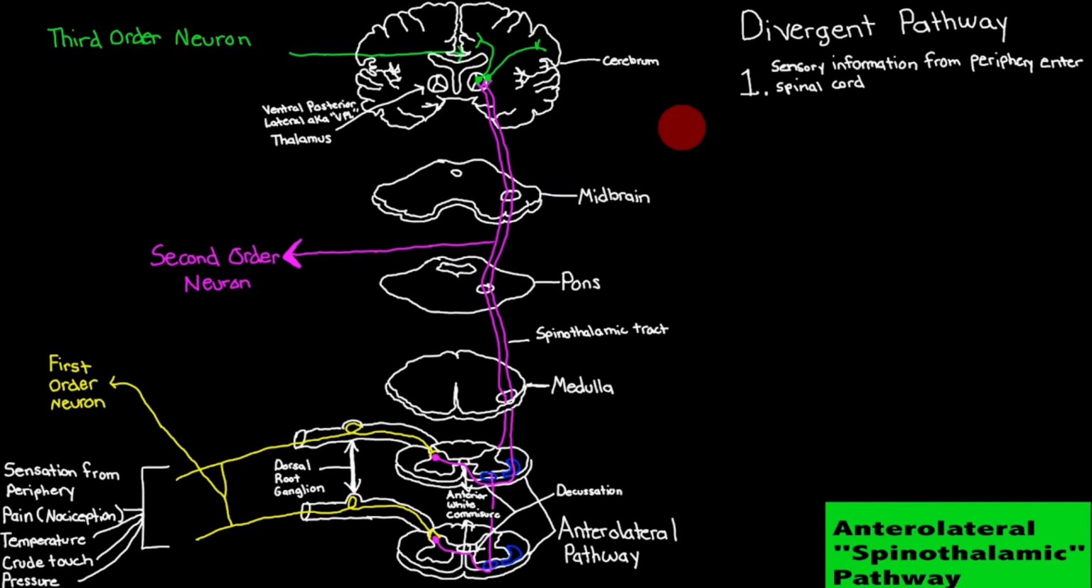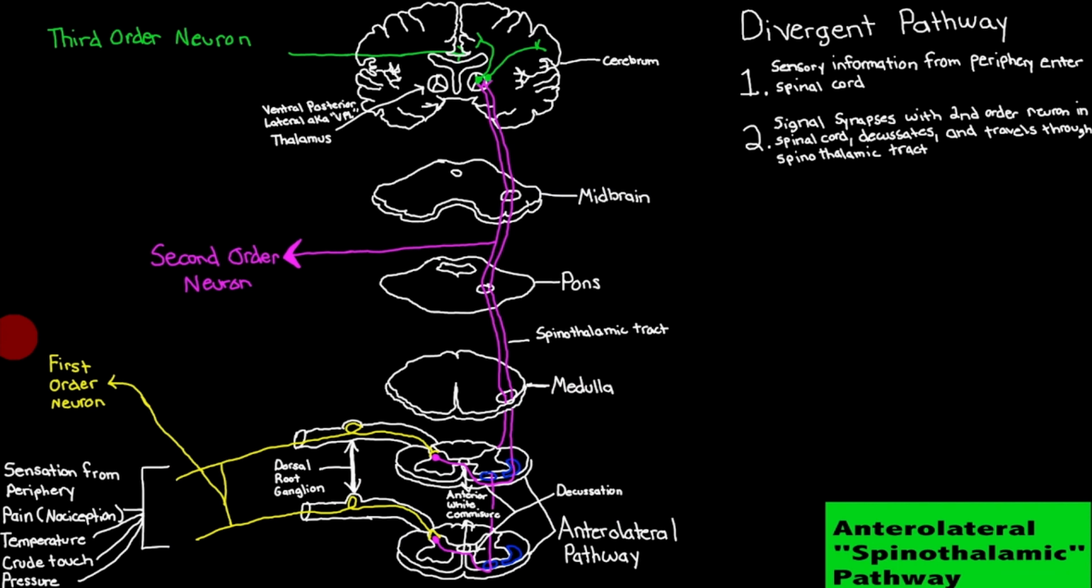Number 1. Within the divergent pathways, sensory information from the periphery enters the posterior aspect of the spinal cord through the dorsal root ganglion. This is the first order neuron. Number 2. The signal synapses with the second order neuron in the spinal cord, decussates, and travels through the anterior white commissure as it enters through the lateral and anterior lateral portion of the spinothalamic pathway. This is called the second order neuron.